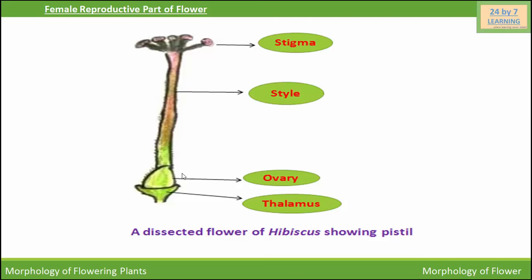part containing the placenta, which is located inside the ovarian locules or ovarian cavity. So the placenta contains the megasporangia or ovules. Flower may be monocarpellary, that means it contains a single pistil, or flower may be multicarpellary, that means the flower may contain many pistils. So this is all about the morphology of flower. Thank you.